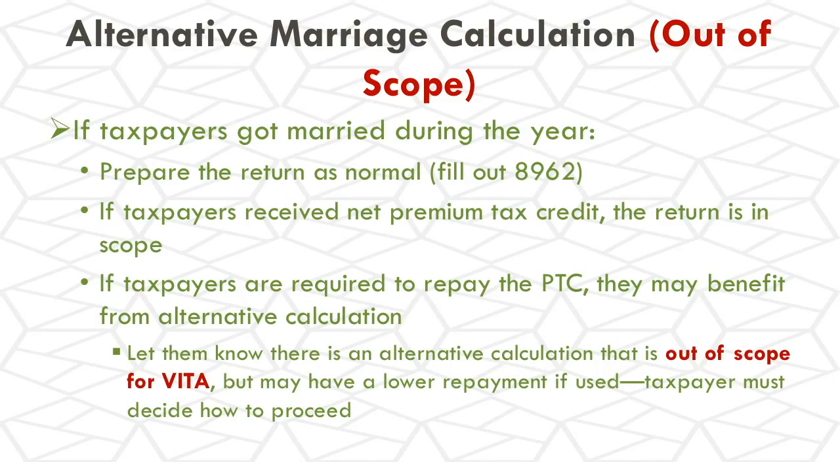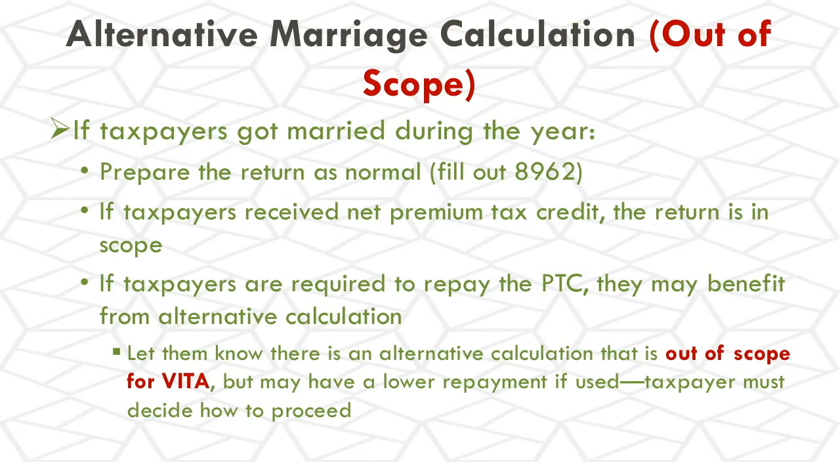So how to deal with this? If the taxpayer got married during the year, go ahead and prepare the return as normal by filling out the 8962, which we'll talk about how to do in group training. If the taxpayers got a net premium tax credit, which means that maybe they didn't receive enough of the premium tax credit actually, then that's fine. The return will be in scope. There's no need to do this alternative marriage calculation because they're not going to have to repay any of it back.